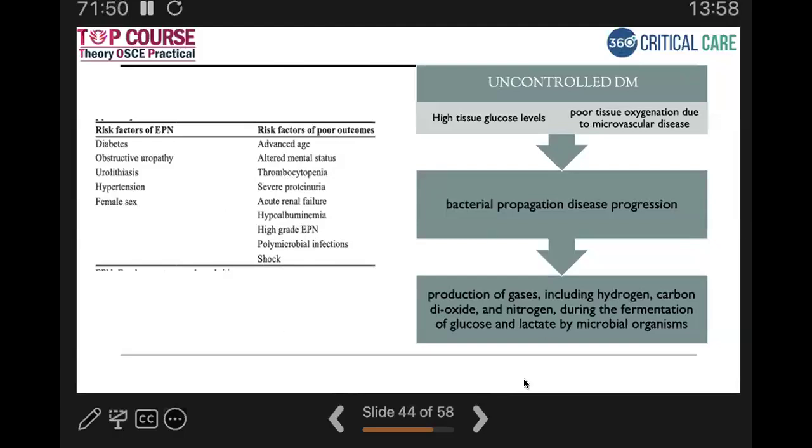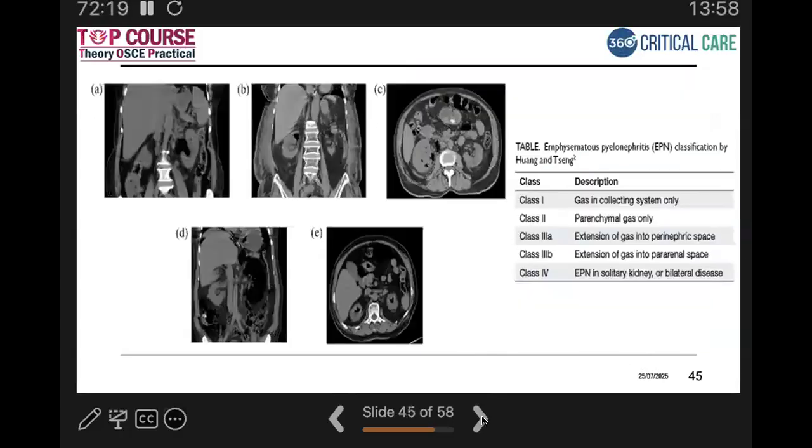When the patient has one of these or many of these, then the prognosis is very poor. Okay. Why is it common in diabetic patients? In uncontrolled DM, there is high tissue glucose level and poor tissue oxygenation due to microvascular disease. Okay. This helps bacterial propagation and disease progression. So it will lead to accumulation of the organisms, leading to the production of gases, including hydrogen, carbon dioxide, and nitrogen during the fermentation of glucose and lactate by the microbial organisms. And that is why you see the very important clinical picture of emphysematous changes or gas. So emphysematous pyelonephritis, like how you grade pyelonephritis, can also be graded into 4 grades according to Huang and Tseng.